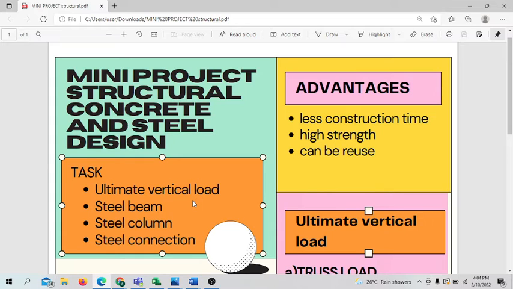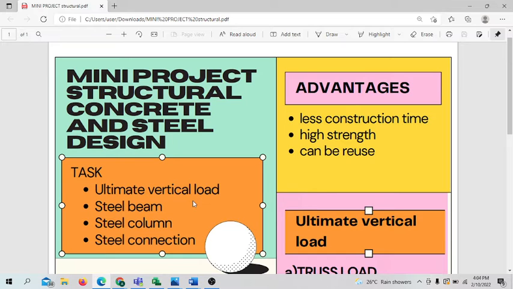The instructions for this mini project are: first, students are required to form a group. Second, students are required to find a relevant steel catalog from a local steel manufacturer. Third, students are required to design one steel beam, one steel column, one steel connection, and the ultimate vertical load. Students are required to present the progress of the work every week until completion of the design.